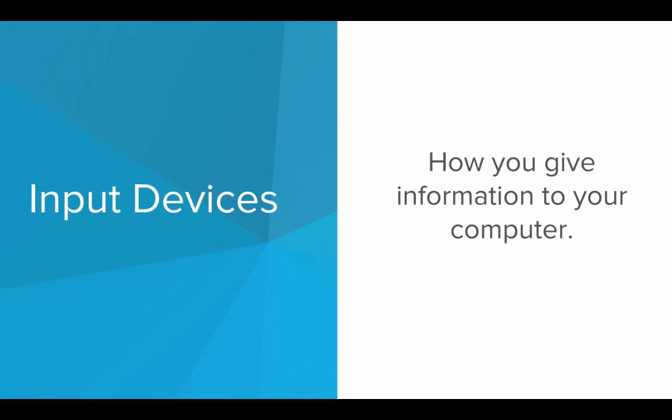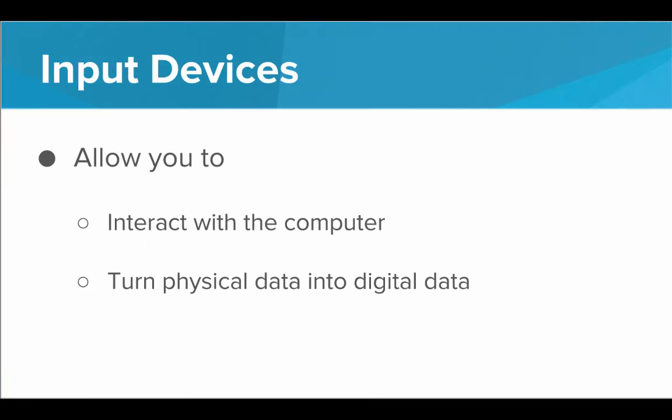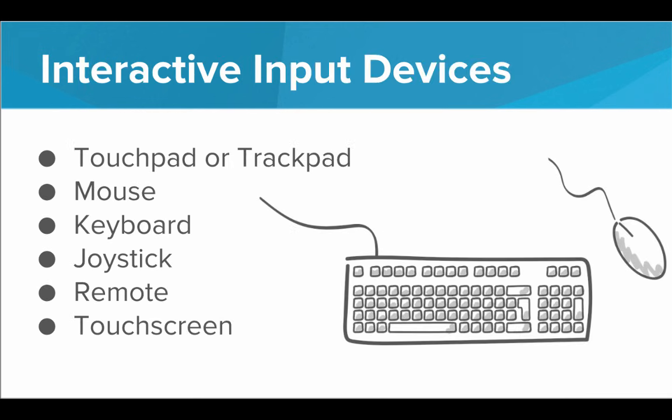Then we have input devices. Input devices are how you give your information to the computer. It allows information to go from the outside world into the computer. So input devices allow you to interact with your computer and turn physical data into digital data. It's taking this kind of messy, chaotic physical data like sound and light and noise and touch and turning that into well-formed digital data that are simply numbers that the computer can store and work with.